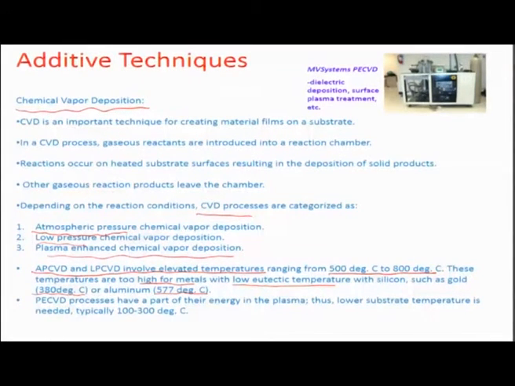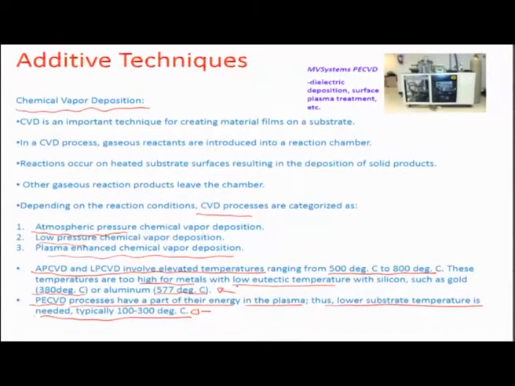Okay. PECVD is basically plasma enhanced, so there is going to be a bunch of ions and electrons, and you can have a drive energy so that the films become stable. So basically the PECVD processes have a part of their energy in the plasma state, and so lower substrate temperature is accommodated in these kinds of cases where the films are still stable at a low temperature.